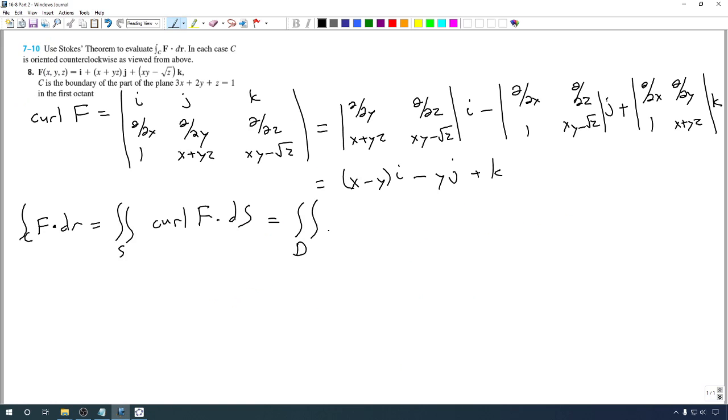Now, because we're just going to be looking at this as the graph of the function z equals 1 minus 3x minus 2y, we can go ahead and use the formula where we take minus P times the derivative of this function with respect to x, minus Q times the derivative of the function with respect to y, plus R.